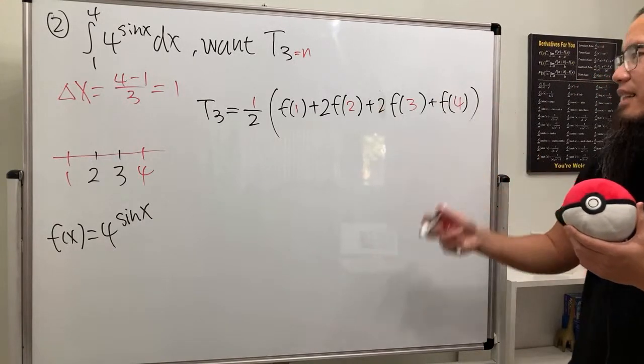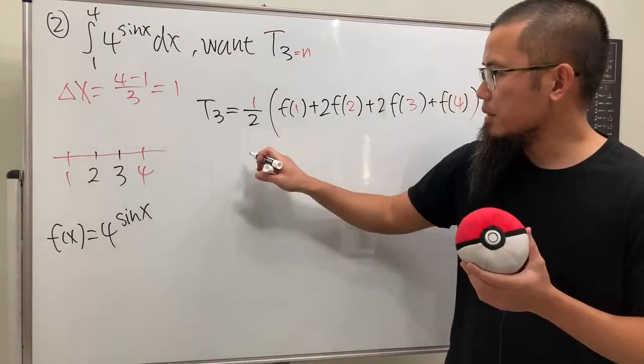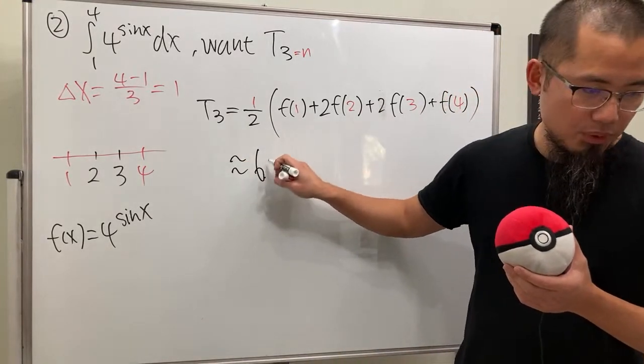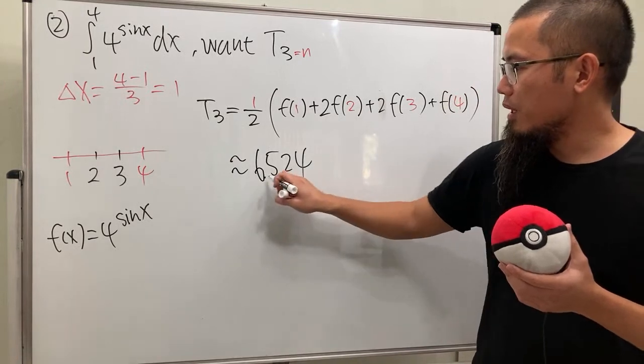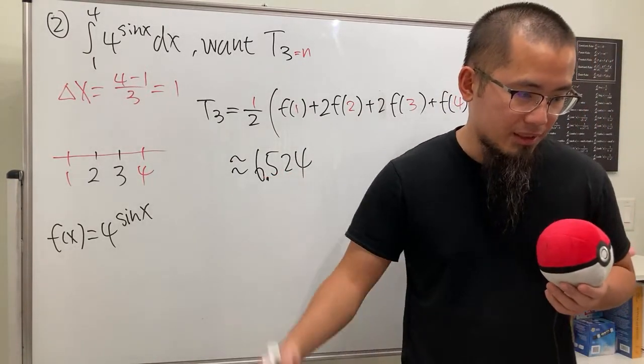So that's that, and then just plugging everything into the calculator and working that out, you'll get approximately 6.524. And that will be the answer, and that will be answer choice A. That's it.